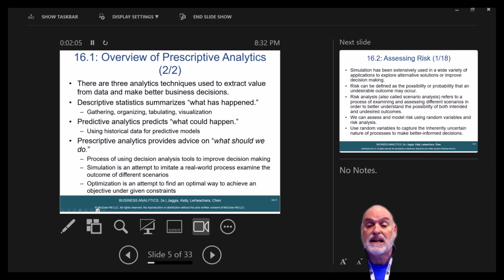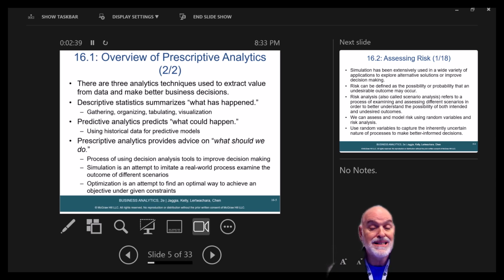Prescriptive analytics uses simulation and optimization techniques to quantify the effect of different possible actions by a decision maker. There are 3 analytics techniques used to extract value from data and make better business decisions. Descriptive statistics summarizes what has happened: gathering, organizing, tabulating, visualization. Predictive analytics predicts what could happen using historical data for predictive models. Prescriptive analytics provides advice on what we should do. It's the process of using decision analysis tools to improve decision making.